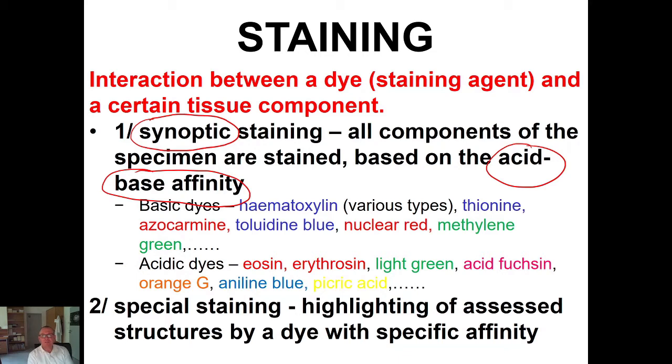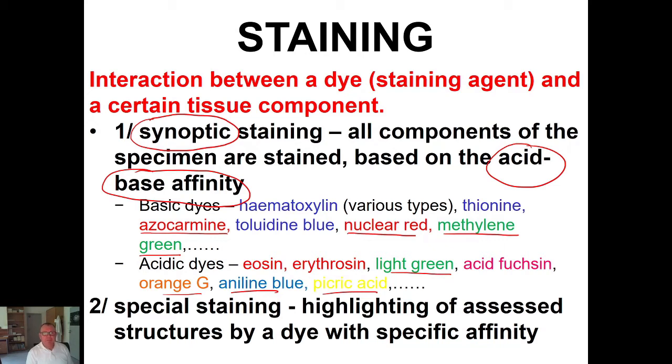So you can see that not all basic dyes are blue or violet, that there also exist red basic dyes or also green. Methylene green is basic. And also acidic dyes are not only pink or red like erythrosine or eosin, but again also green, yellow, also blue, orange. So there is the whole spectrum of colors. So that was synoptic staining.